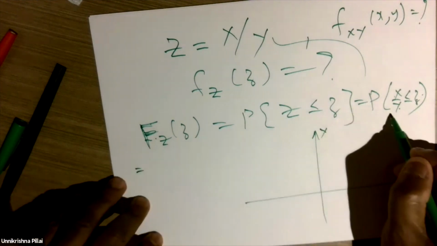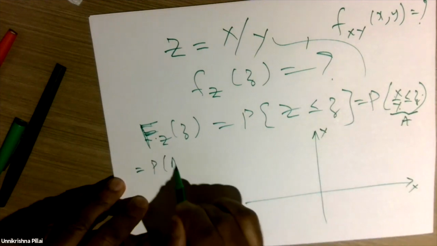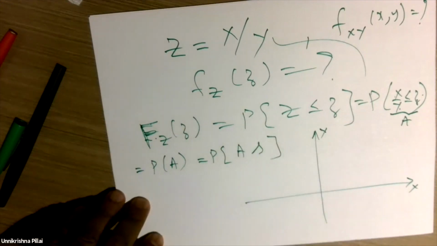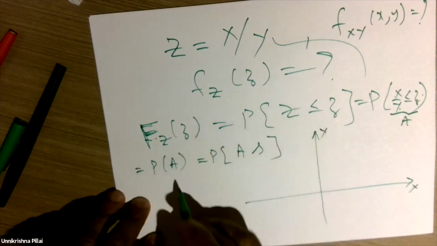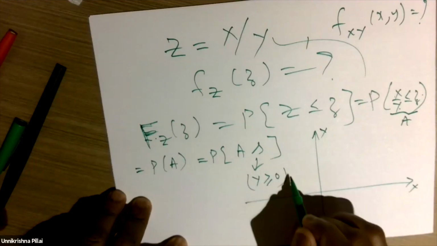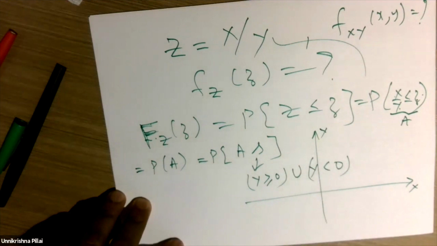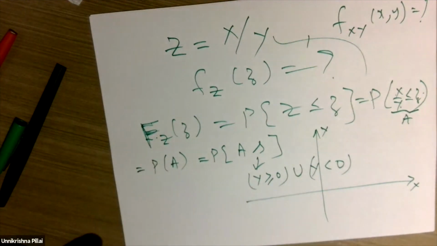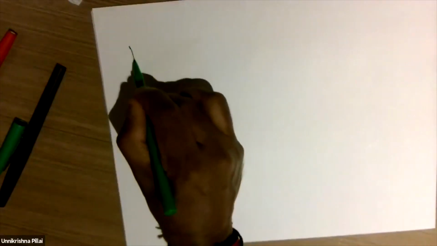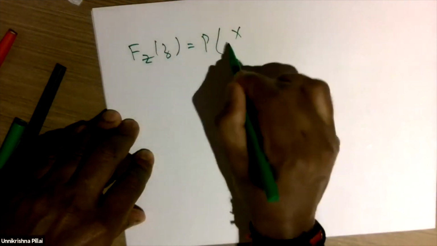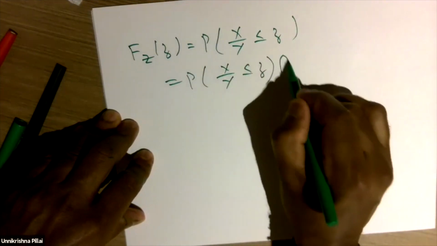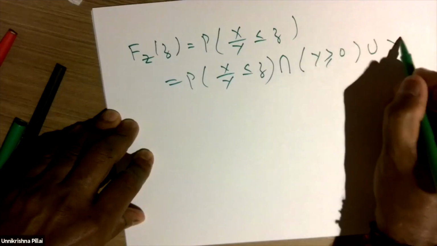This is the way we take care of this. Let me call this whole thing A. So this is probability of A. This technique we'll use again and again. See, A intersection S is what? A, so there's no change, right? Remember, A is this whole mess. But S, I am going to write it like this: y greater than 0 and y less than 0, which of course is the whole S. I'll write it in the next page, intersection with y positive or y negative.